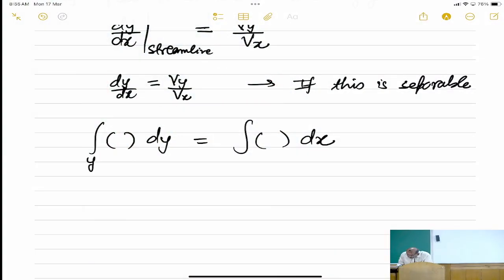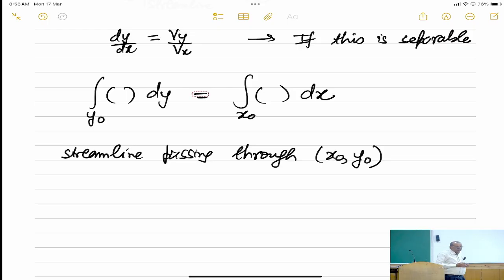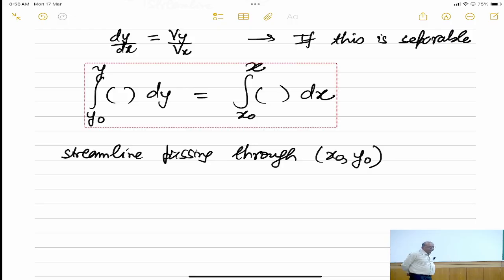And here the limits will be: we will get a streamline passing through a point x0, y0. So we have a streamline passing through x0, y0. The lower limit on y and x will be when x is equal to x0, y is equal to y0. And when you want to find the streamline, you will get an equation of x as a function of y.